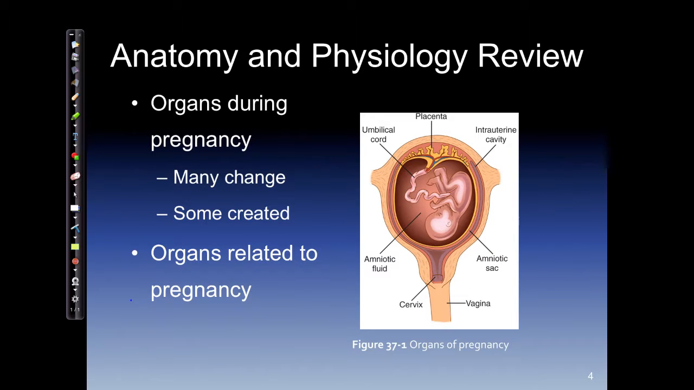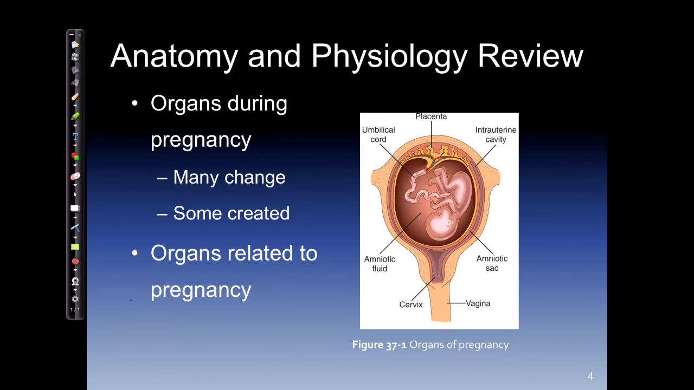Anatomy and physiology review. Organs during pregnancy. Many of them change. The most obvious change in the woman's body is the growing abdomen caused by an enlarging uterus. Uterine layers are going to be the perimetrium, the middle layer of overlapping smooth muscle, and the endometrium. Some structures are actually created, like the mucus plug at the opening of the cervix.